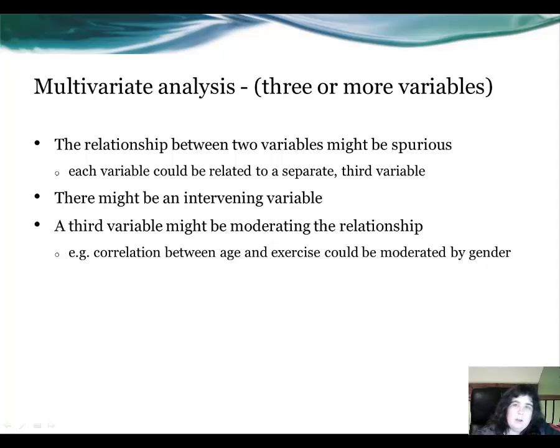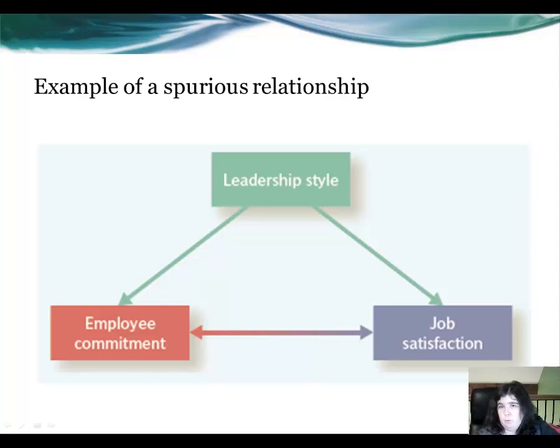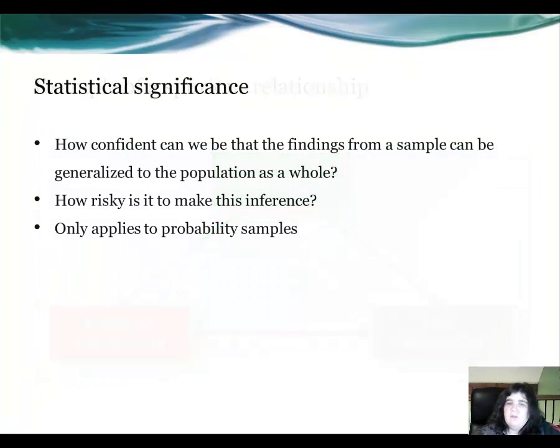So what are examples of spurious variables? Well, for example, leadership style could be dependent on employee satisfaction, which is then employee commitment, which is then dependent on job satisfaction. So, statistical significance: how confident can we be that the finding from a sample can be generalized to the population as a whole? How risky is it to make this inference? And it only applies to probability samples.